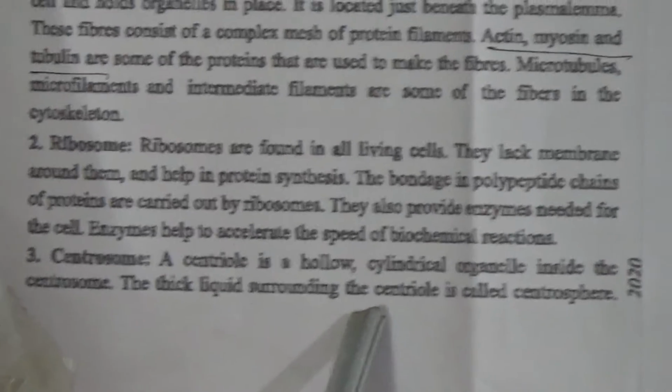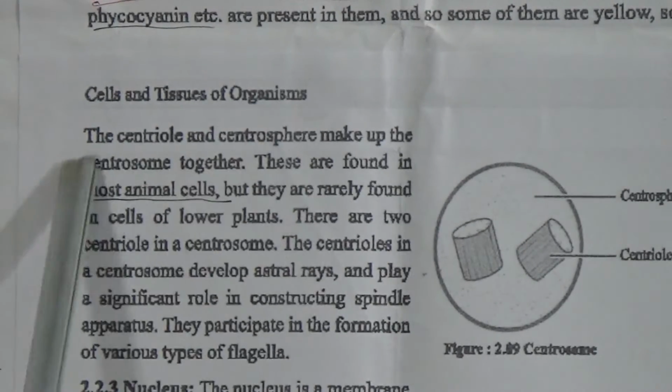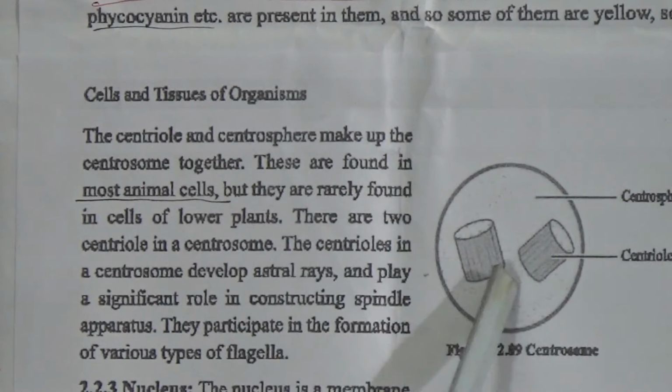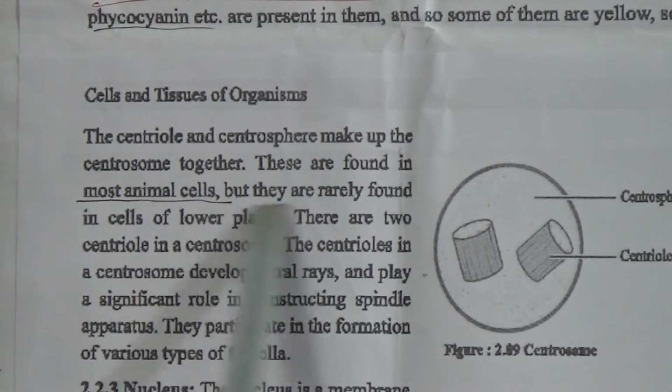The thick liquid surrounding the centriole is called centrosphere. The centriole and centrosphere make up the centrosome together. These are found in most animal cells, but they are rarely found in the cells of lower plants.